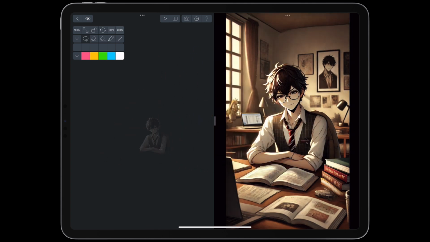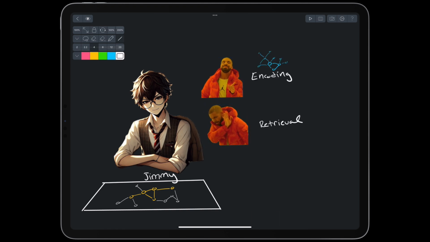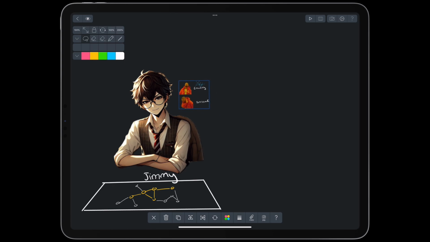Meet Jimmy. Jimmy makes concept maps when learning. According to Jimmy, his encoding is so good that he doesn't need retrieval. Today, we'll look at the 2011 paper by Karpicke that experimentally compares concept mapping and retrieval. At the end of this video, we'll decide what the authors would say about Jimmy.